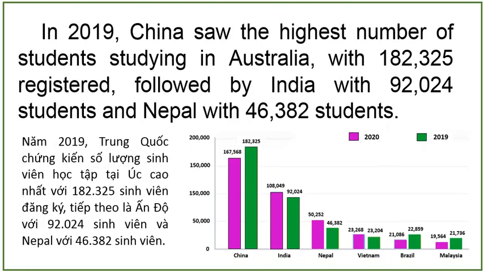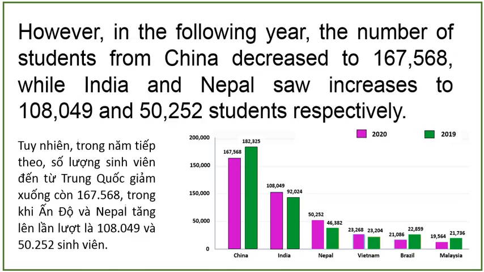In 2019, China saw the highest number of students studying in Australia, with 182,325 registered, followed by India with 92,024 students, and Nepal with 46,382 students. However, in the following year, the number of students from China decreased to 167,568, while India and Nepal saw increases to 108,049 and 50,252 students, respectively.